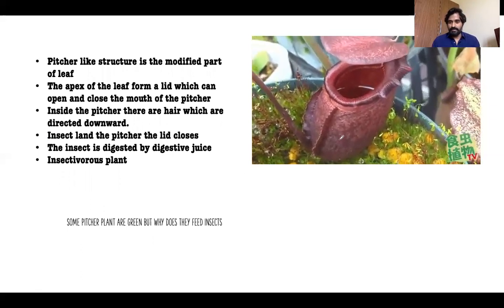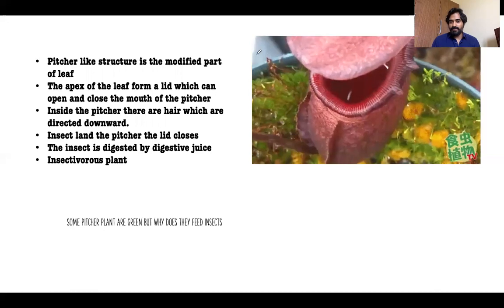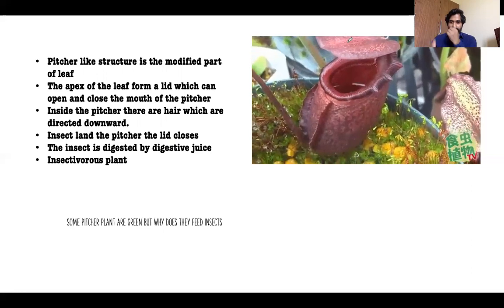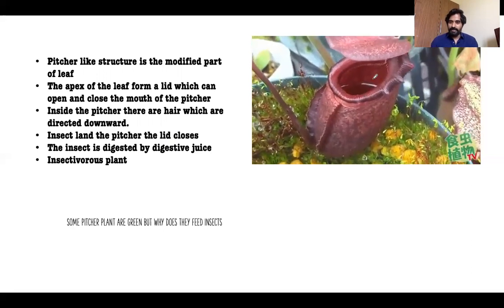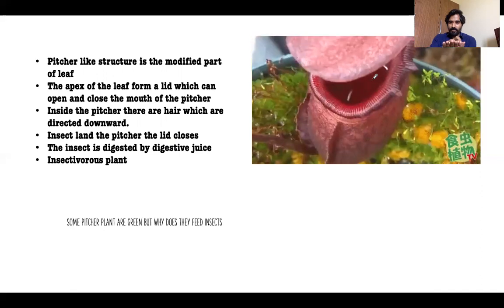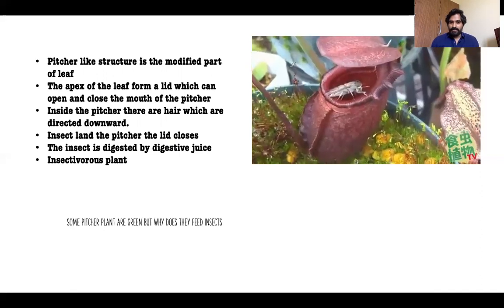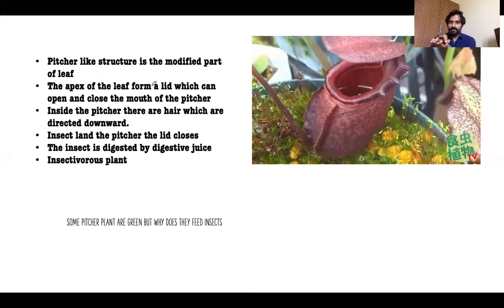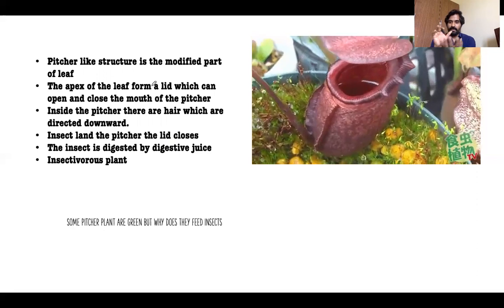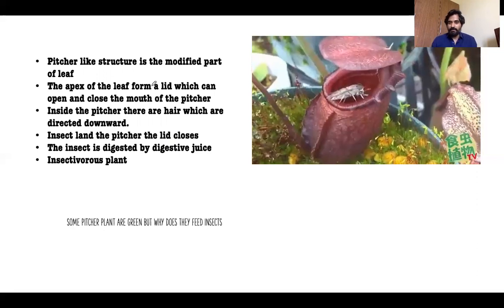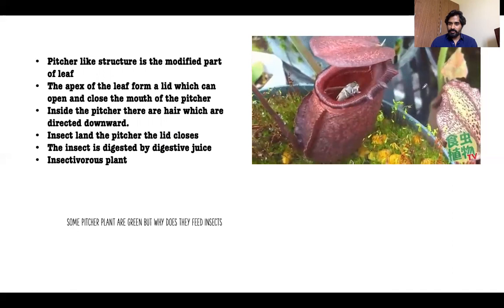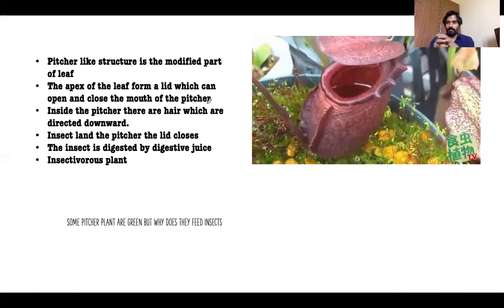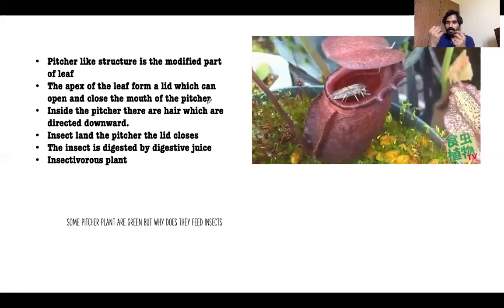You can see this plant has a leaf that actually got converted. When some animal goes inside it, the leaf closes, and this opens and closes like a mouth. Inside, this pitcher is actually a leaf which is modified into a pitcher. There are lots of hairs, and these hairs are directed downward.